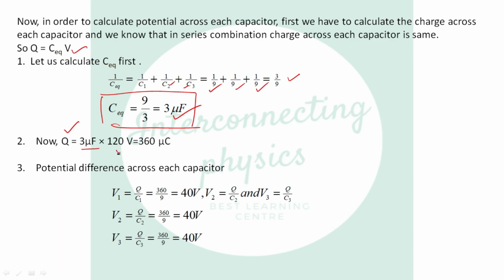Put the value of V, which is 120 volt. 120 into 3 is 360. Micro is micro and the SI unit of charge is coulomb. So 360 microcoulomb charge is on each capacitor, because charge is same in series combination.